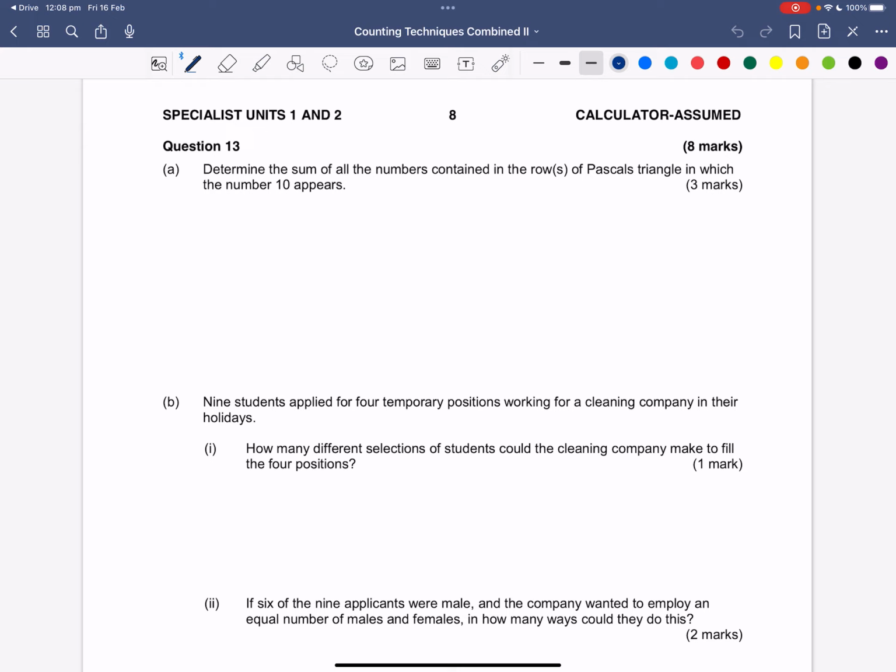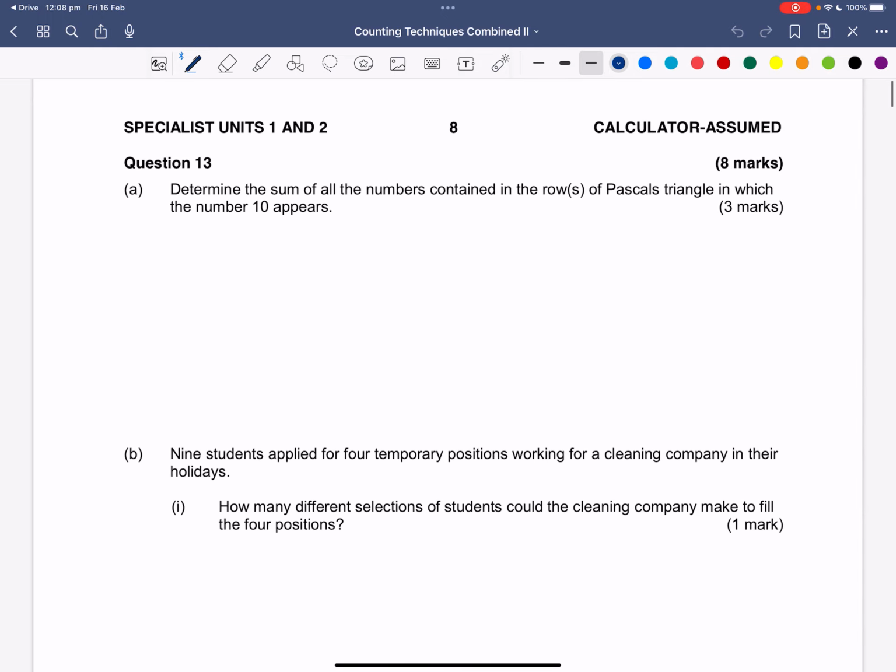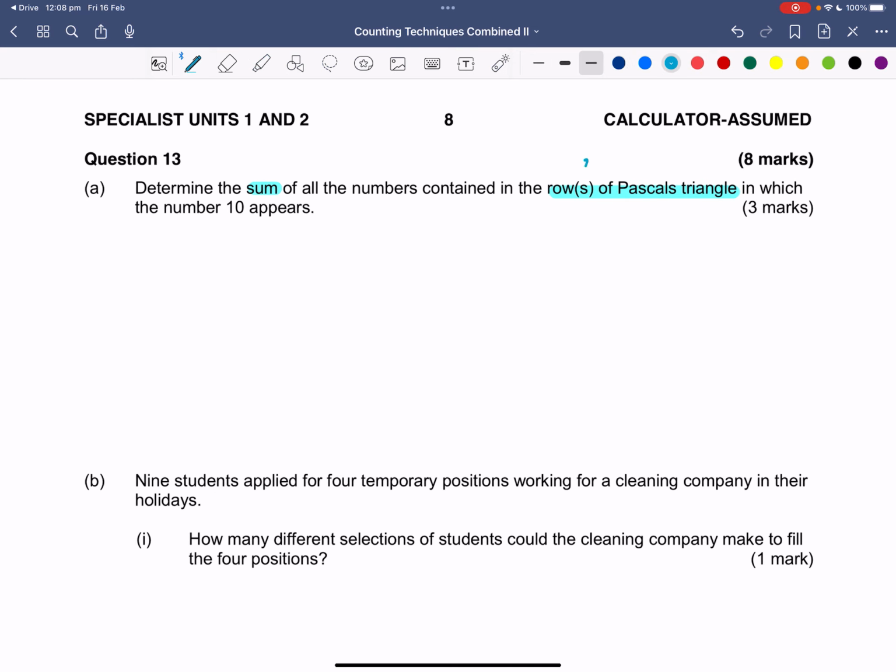Determine the sum of all the numbers contained in the row of the Pascal triangle in which the number 10 appears. Now, the first thing we need to know is it says sum of all the numbers contained in the row. So it's discussing the sum of the rows of a Pascal triangle. And we should know that the sum of the numbers in any row in a Pascal triangle is 2 to the power of n. That's the sum of any specific row. So now the question is, number 10. Which rows does number 10 appear in?